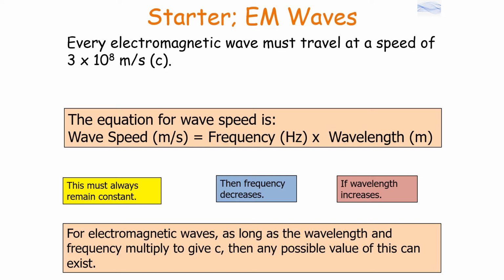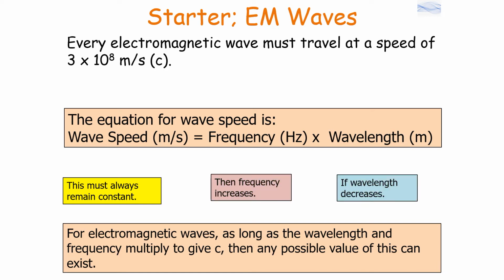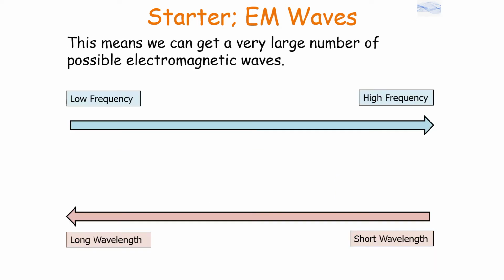So when the frequency goes up, the wavelength goes down. This means it's possible to get a very large number of different electromagnetic waves, going from low frequency to high frequency and long wavelength to short wavelength, with the only caveat being that the frequency number and the wavelength number have to multiply together to give the wave speed, which is the same value.